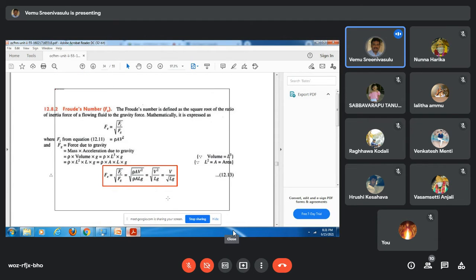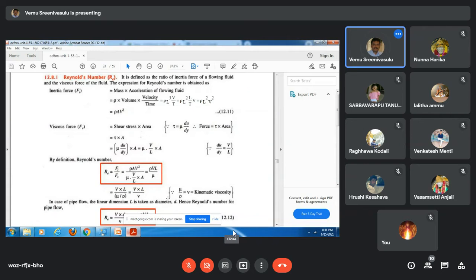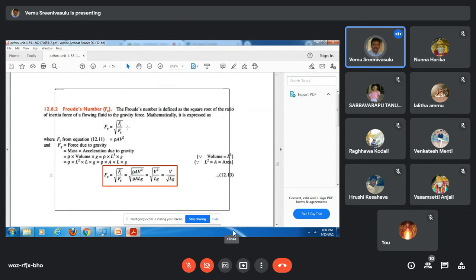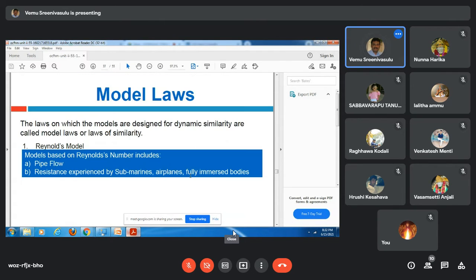Similarly, how do you calculate the Froude number? It is the square root of inertia force by gravity force, right? Inertia force, we have already seen, is rho L square v square, and gravity force means mass into acceleration due to gravity, rho L cube g. So inertia force by gravity force gives v by square root of Lg. Similarly we have the Euler number, Weber number, and Mach number, right?